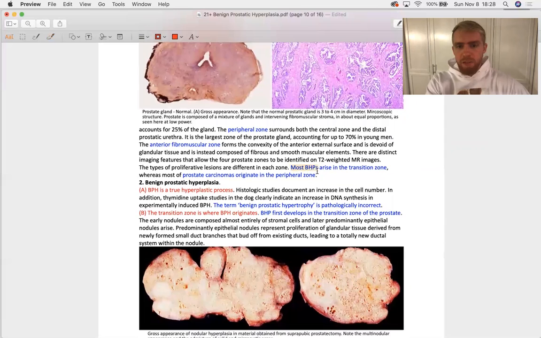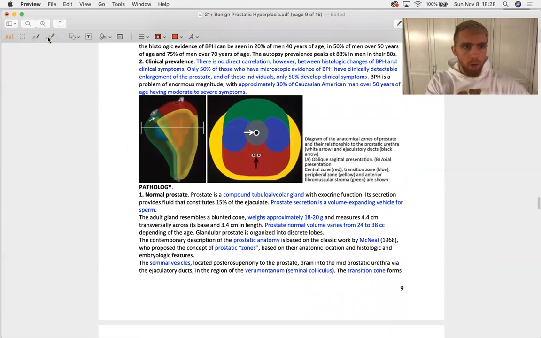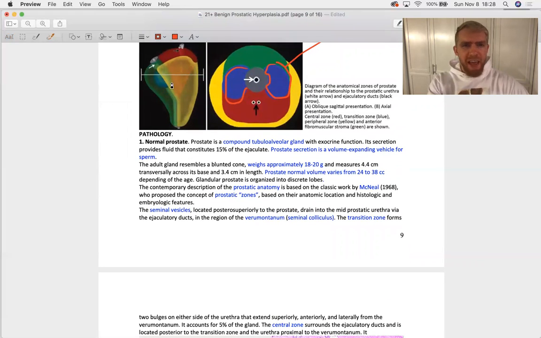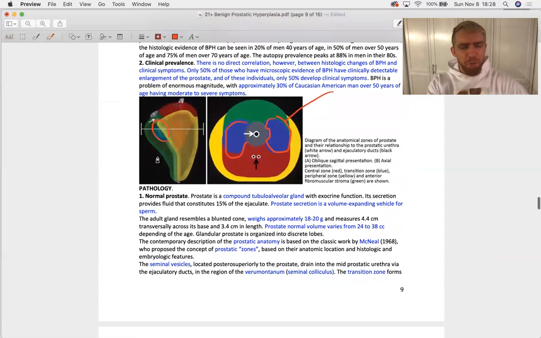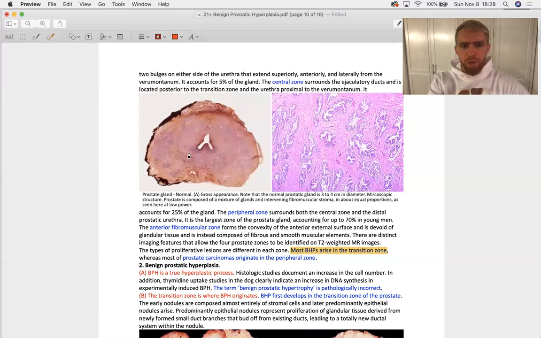Most benign prostatic hyperplasia arises in the transition zone, which is blue on this graphic here. It's not the front, not the back, not the periphery, just kind of the middle. And it's slightly anterior, as you can tell by this astounding 3D graphic. Wow, somebody did a great job on that. So if this is an axial slice of the prostate, where you would expect to see hyperplasia is right around here, close to the middle.